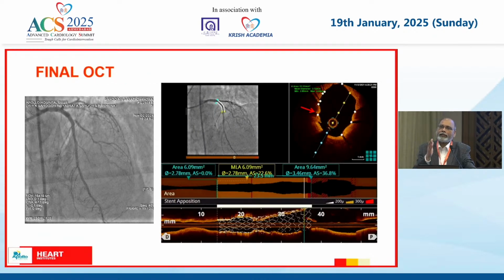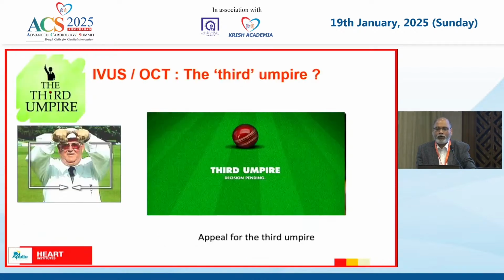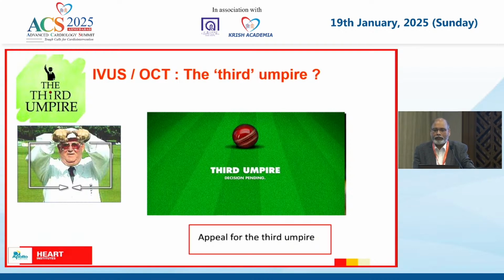So if you have to detect very clearly about malapposition and under expansion, get an OCT done, and that really helps. So this is apposed and well expanded. Now both these imaging modalities are like the third umpire. If you cannot detect anything, call for the third umpire and they will give you the detection. They will tell you what is to be done. Is he out or is he not out?